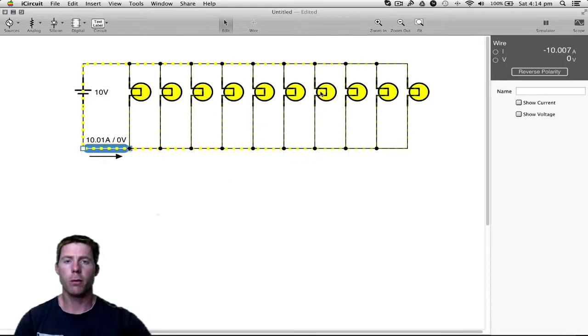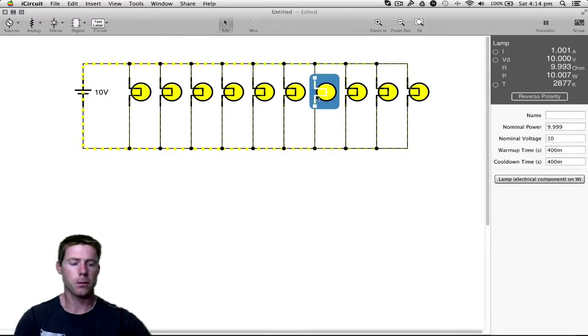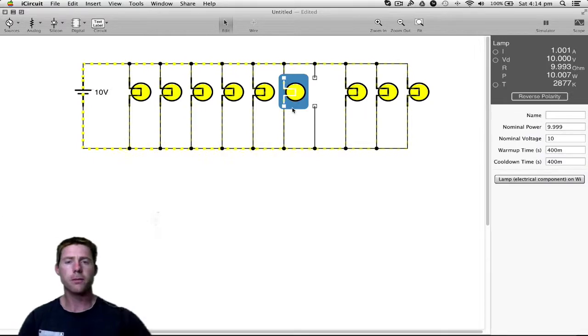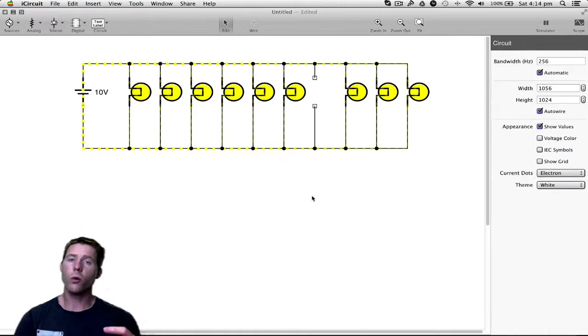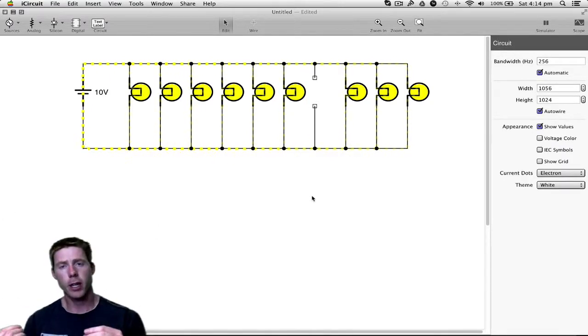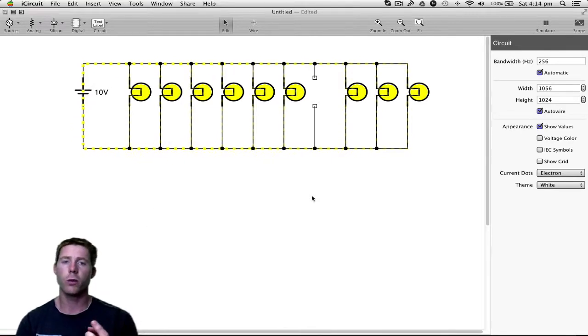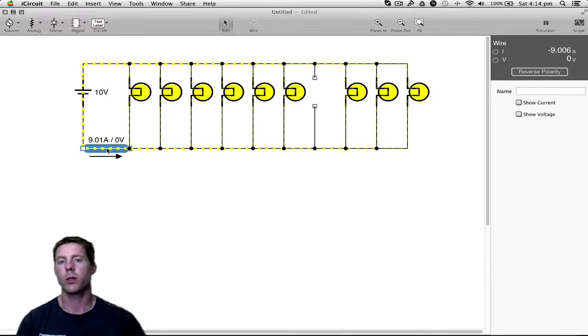We put that light bulb back in, we're back to 10 amps. So when you put things in parallel, they're all directly connected to each other and directly connected to the power supply. If just one light bulb was to blow, it doesn't have any effect on the rest. The only thing it has an effect on is the total current coming from the power supply.